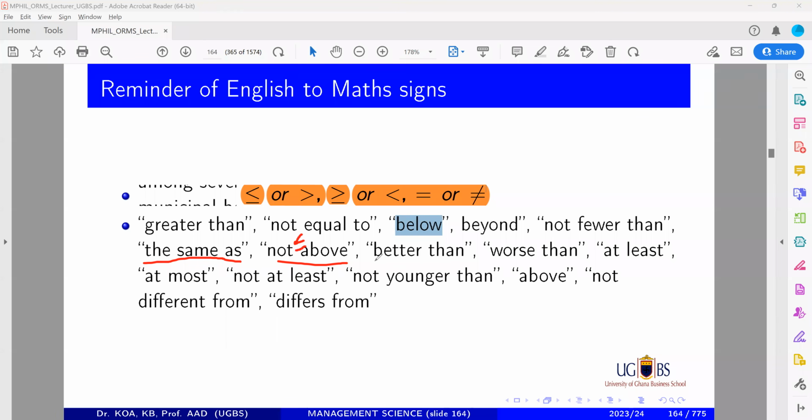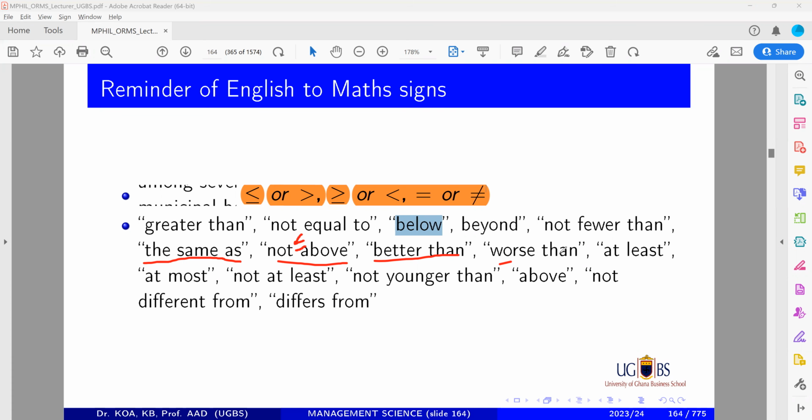What symbol is better than? Claudia. Better than. Kevin. Greater than.